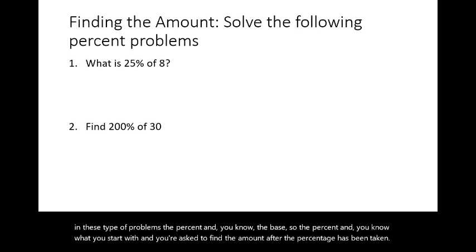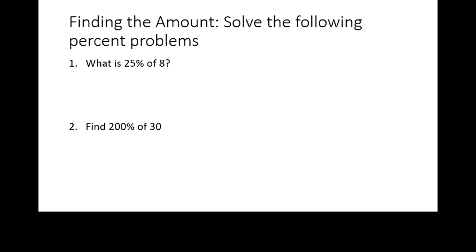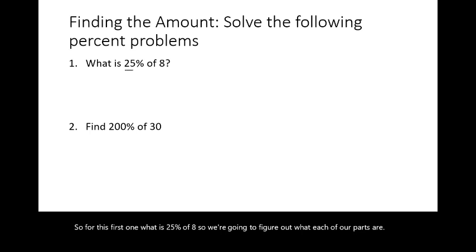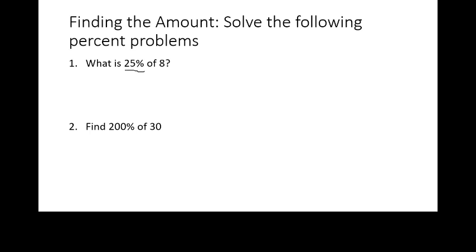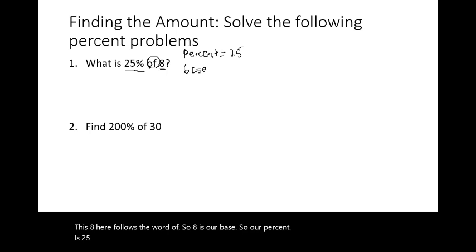So for this first one, what is 25% of 8? We're going to figure out what each of our parts are. First of all, the 25% here, that is our percent. This 8 here follows the word of, so 8 is our base. So our percent is 25. Our base is 8. What is, because the question word goes with the word is, the amount is unknown, so I'm going to let the variable x stand for the missing amount.